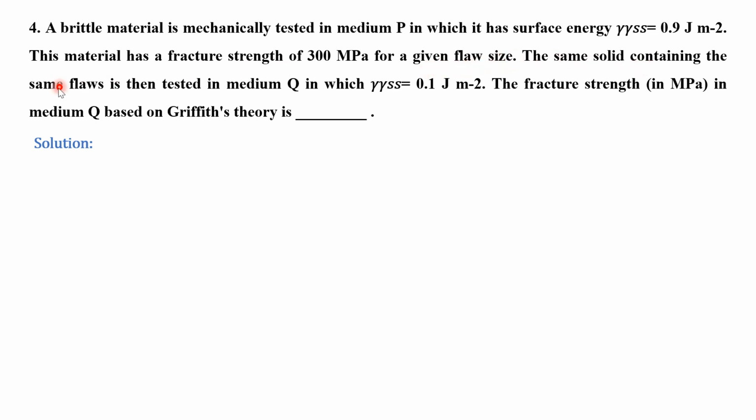The same solid containing the same flaw is tested again in medium Q, where the gamma S is given as 0.1 joule per meter square. The fracture strength in medium Q based on Griffith theory is? Since you already know the equation from the previous question, please attempt and tell me the answers. It is already mentioned here that we have to use Griffith theory.